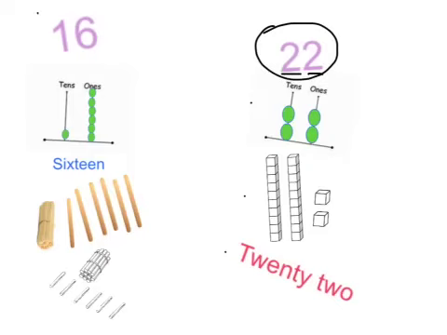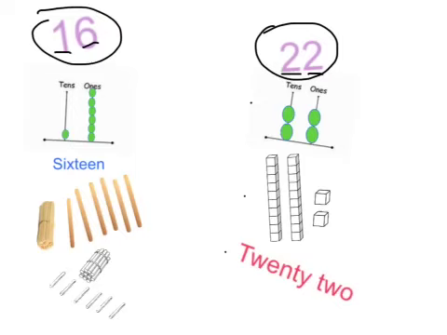Let's have a look at the number 16 now. So we know 16 has 1 ten and 6 ones. So on our abacus here we should have 1 in the tens column, which we do, 1 bead there, and 6 in the ones column. 1, 2, 3, 4, 5, 6. Great. Here's the word 16.